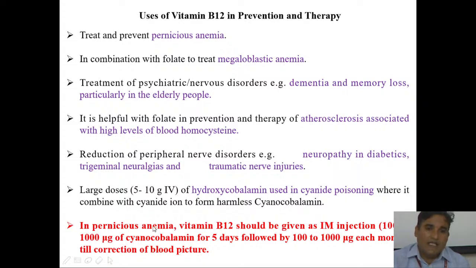For pernicious anemia, vitamin B12 should be given by intramuscular injection, 100 to 1000 micrograms of cyanocobalamin for 5 days, followed by 100 to 1000 micrograms each month till the blood picture is corrected.